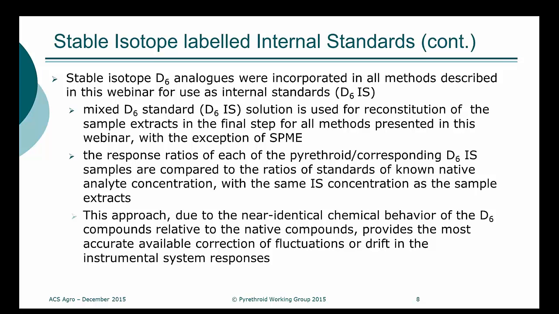The response ratios of the native pyrethroid to the corresponding D6 internal standard are then compared to the ratios of the standards that have the known native concentration and the same IS concentration as the sample extracts. Because of the near identical chemical behavior of these D6 compounds, it gave us a very accurate ability to correct for fluctuations or drift, as I noted earlier.